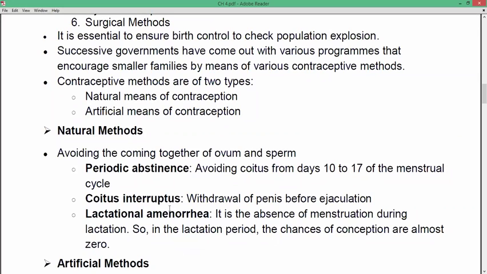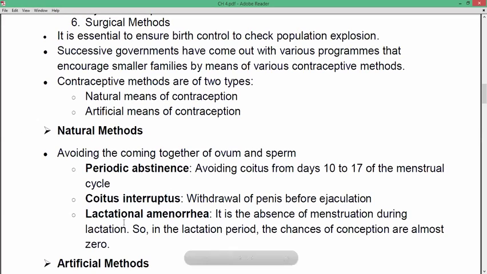Next is coitus interruptus, that is withdrawal of the penis before ejaculation. So before the ejaculation of semen occurs inside the female, the penis is withdrawn from the vagina. For this reason the semen does not enter the female's body, and due to this the coitus is interrupted.